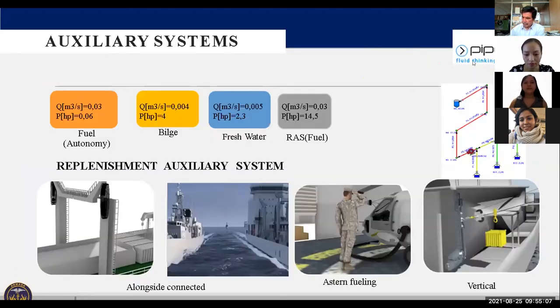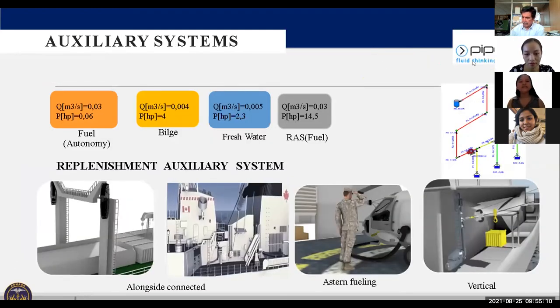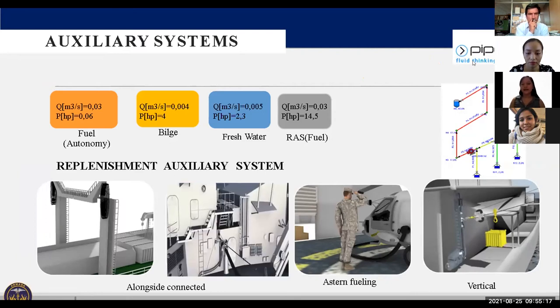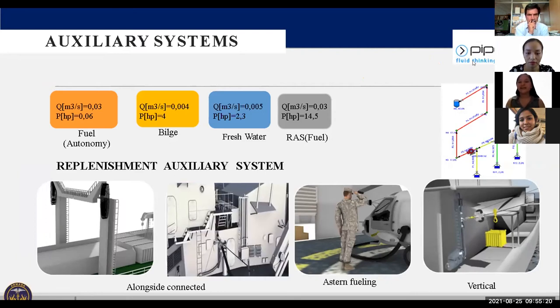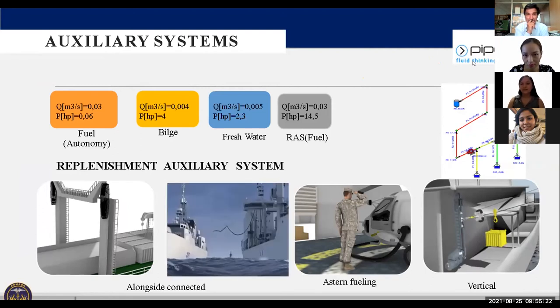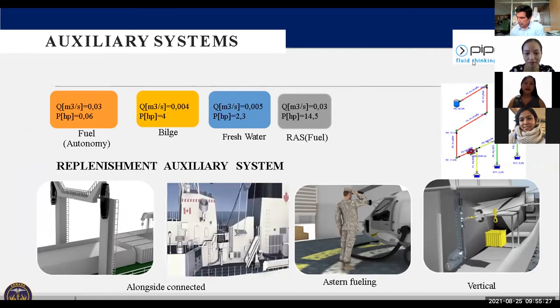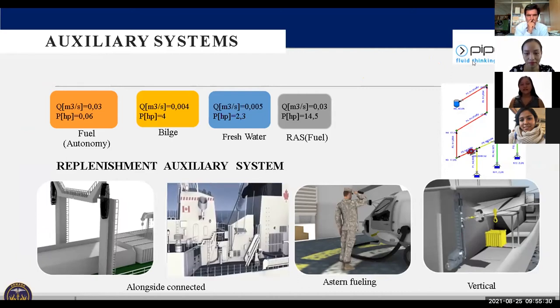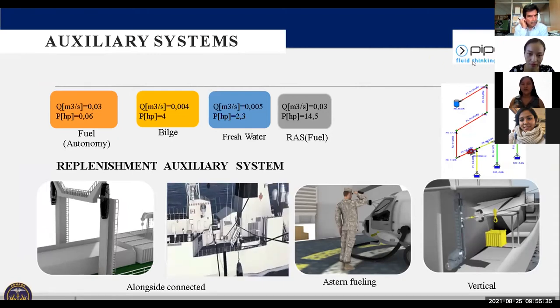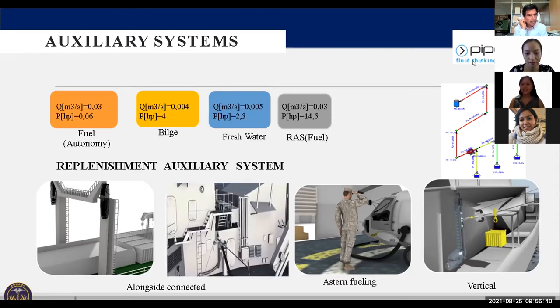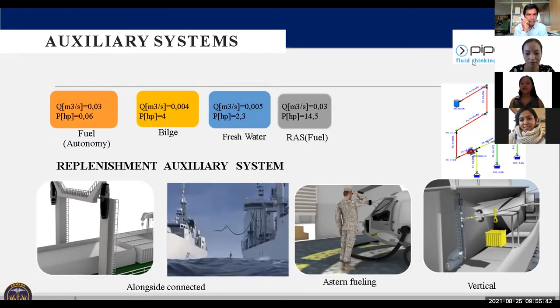In this part, we have the auxiliary system. As you can see in the image, the power of the main system, like fuel, bilge, fresh water, and RAS. But what is RAS? RAS is replenishment at sea. In this project, we use three methods. The first is alongside connected, when a ship refuels another while they are navigating. The other is after fueling, when the ship transfers fuel to a helicopter.